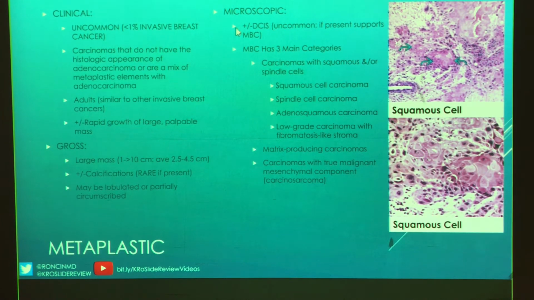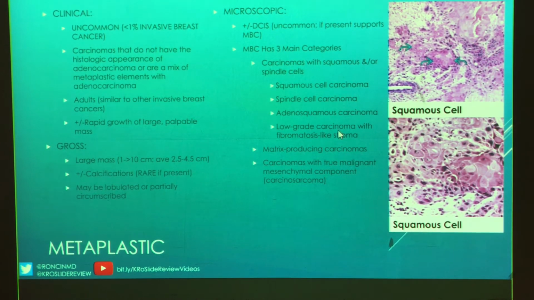Okay. That last case, I think, had a little bit of DCIS on one biopsy, but if you see DCIS, that actually supports that this is metaplastic breast carcinoma, and it's broken down into 3 different areas. So you have your carcinomas with squamous and/or spindle cells. So that's your squamous, spindle cell, adenosquamous, or low-grade carcinoma with fibromatosis-like stroma.